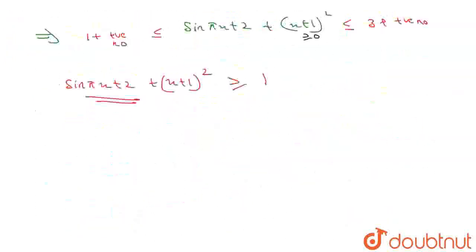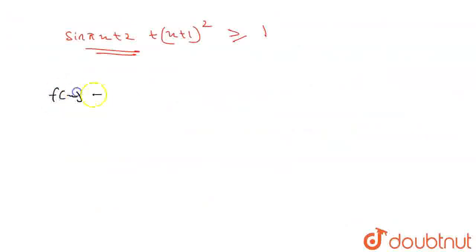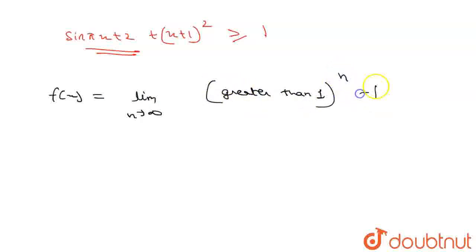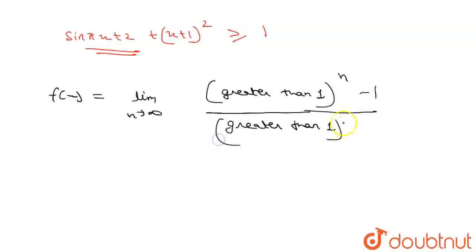So from here we can say that our f of x function equals limit n tends to infinity of (greater than 1) whole raised to power n minus 1, divided by (greater than 1) whole raised to power n plus 1. Now when we put n equal to infinity here, this is a very large number, so minus 1 has a negligible effect, so we can remove it. And also plus 1 has no effect.